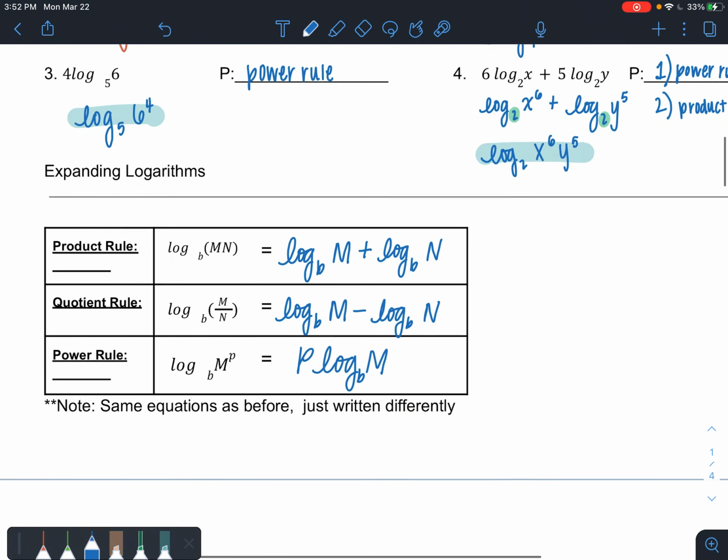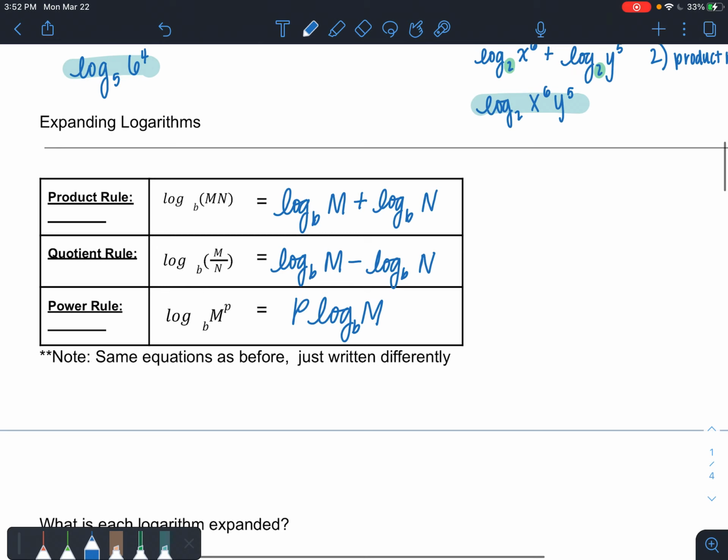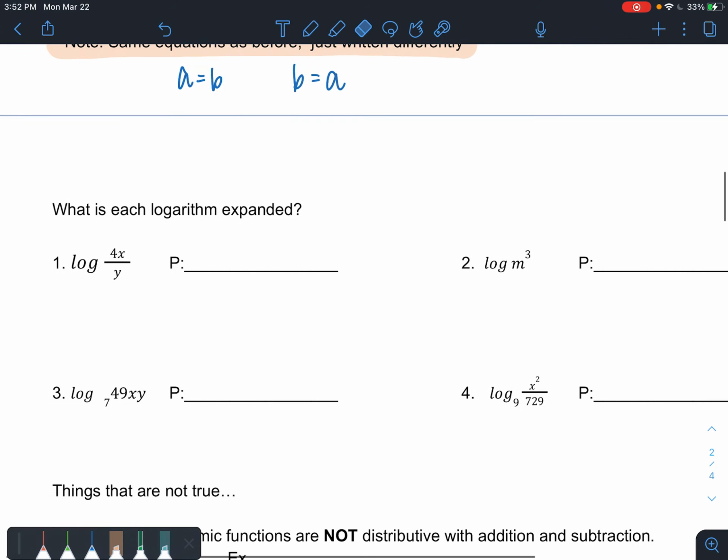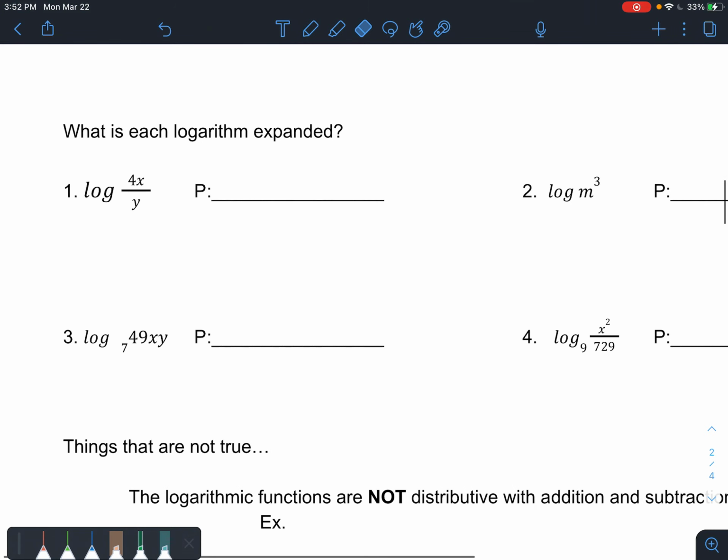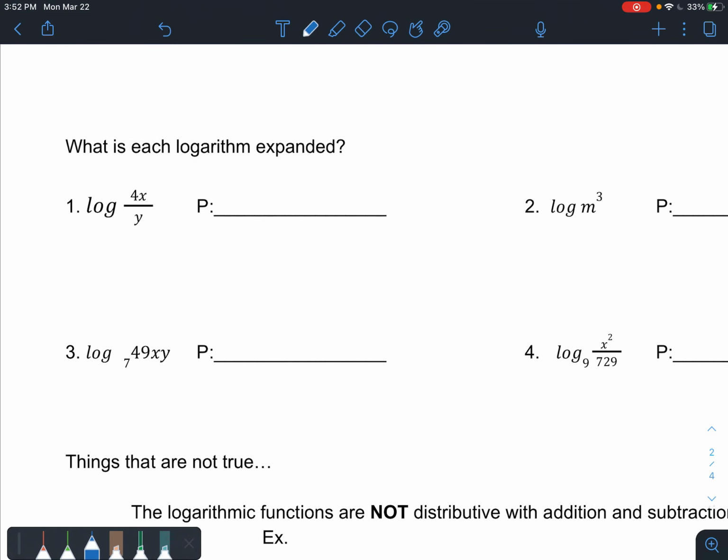Am I missing something on those? Nope. Okay, so these again are just the same equations as before. It's the same thing as a equals b is the same thing as b equals a. Okay, so let's write these logarithms as expanded.